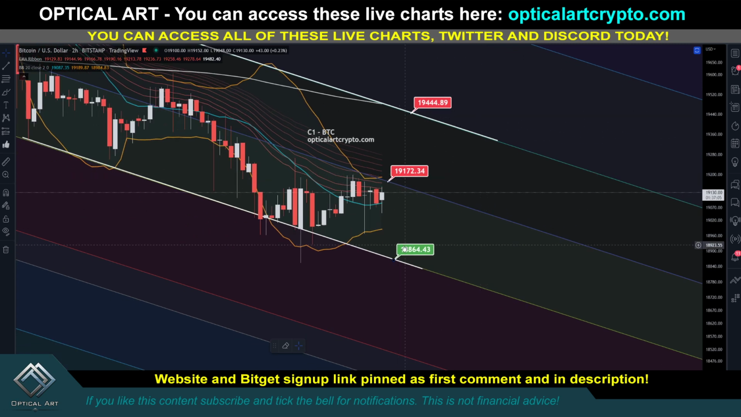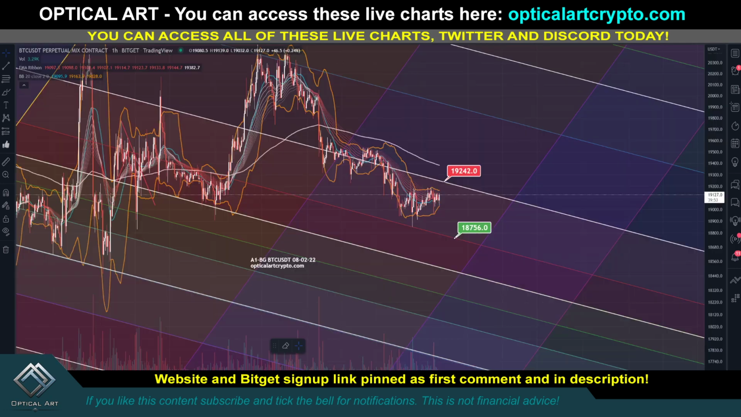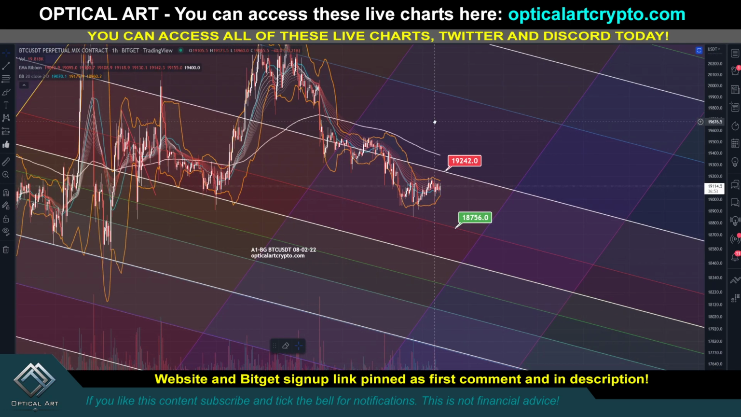If we come down, look, another chart in confluence on 18,860 for a scalp long. Once that breaks, we're headed to 17,900. This is the A1BG chart, and I have multiple charts. You can pick one and just trade that chart. I like to find confluence between them.